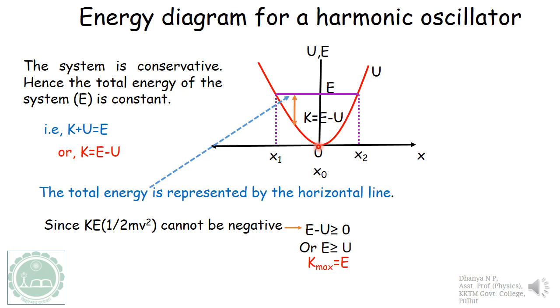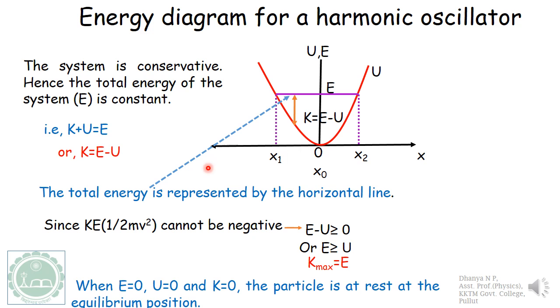When E is equal to 0, U is equal to 0 and K is equal to 0, this is the 0 position. The particle is at rest at the equilibrium position. The above discussion shows that the motion is always bounded. That is, in the case of a harmonic oscillator, the motion is always bounded.